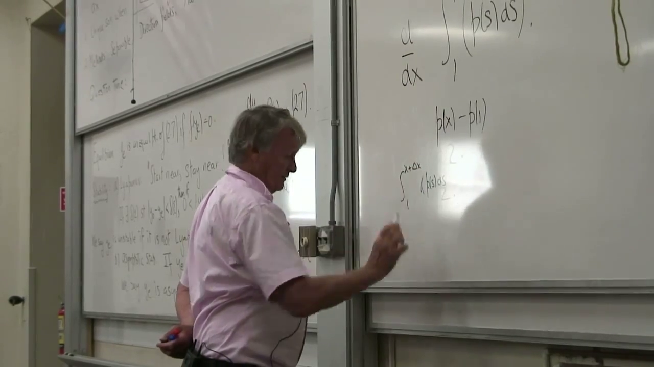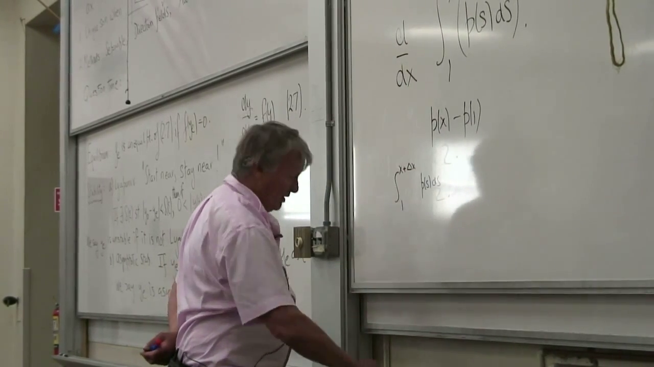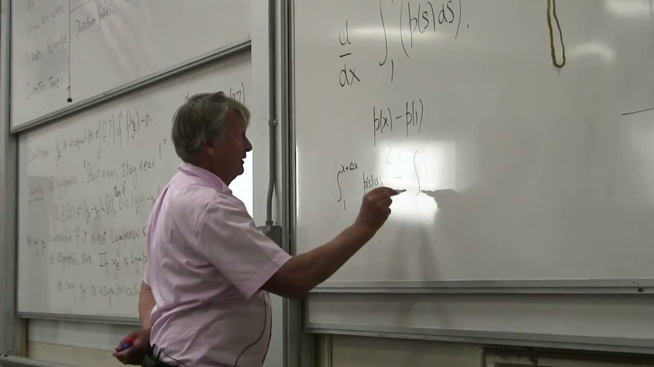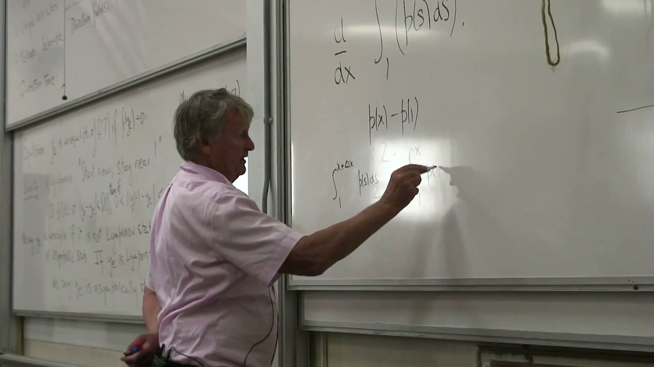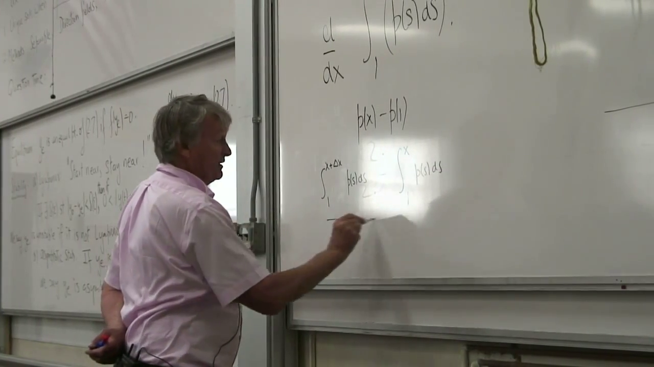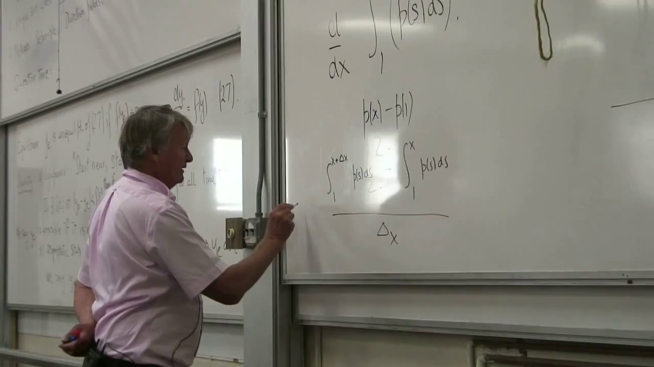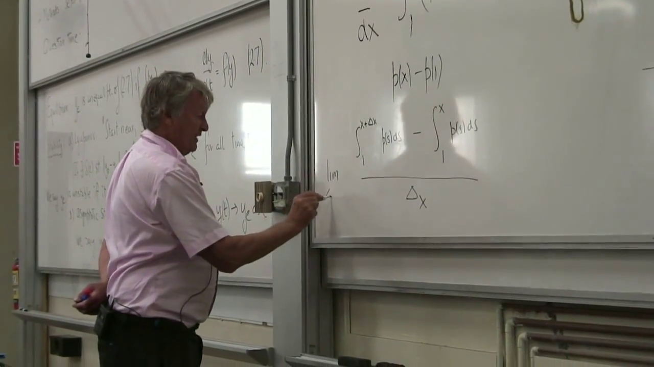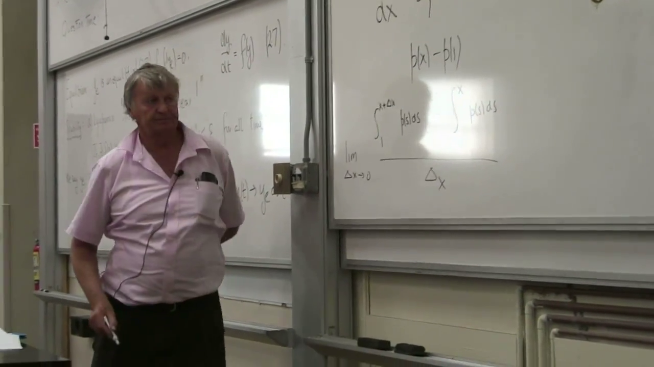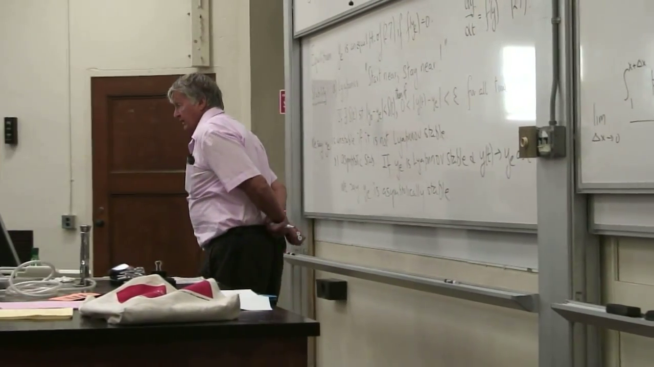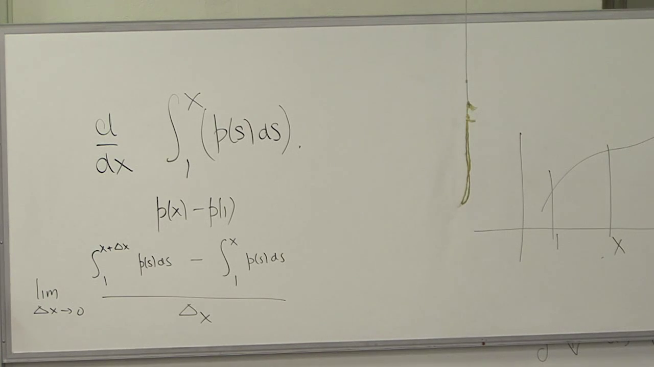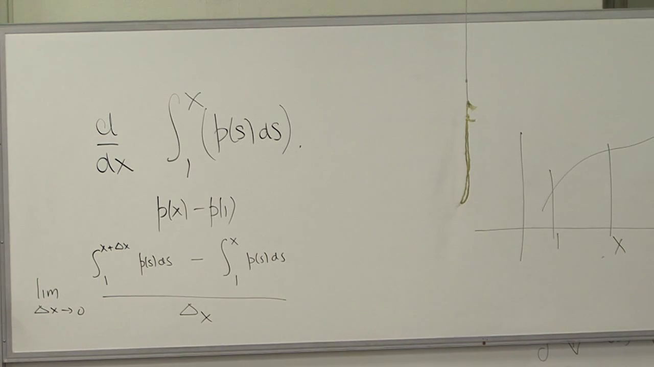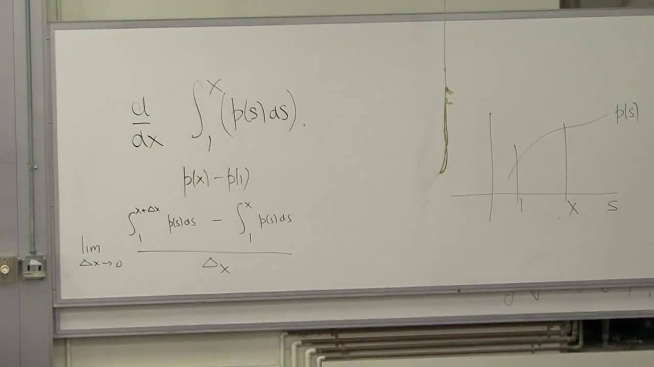minus its value at x, the integral from 1 to x of p of s ds, divided by delta x, and I take the limit as delta x goes to 0. Right? That's the definition of a derivative. Take the function at x plus delta x, take the function at x, subtract the two, divide by delta x, take the limit.